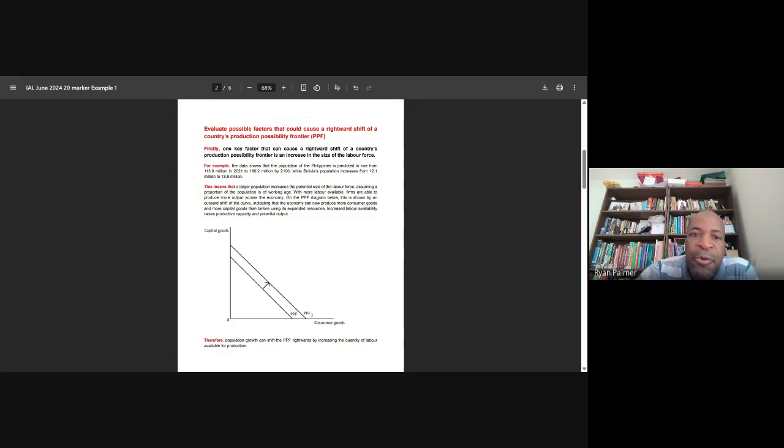So, for example, the data shows that the population of Philippines is predicted to rise from 113.9 million in 2021 to 180.2 million by 2100, while Bolivia's population will increase from 12.1 million to 18.8 million over the same period of review.